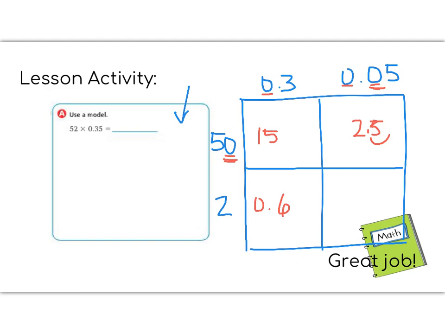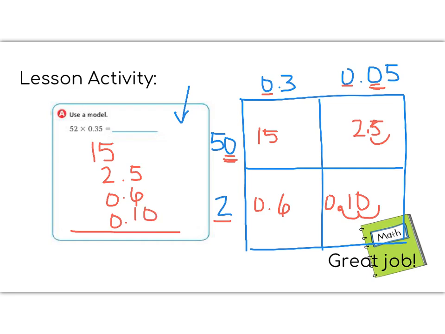And in my last quadrant, I have 2 times 5 is 10. And this time I have no zeros on the 2 to keep, so I need to take away 2 place values. So 1, 2 means this number is 0.10. So now I need to add together 15 plus 2.5 plus 0.6 plus 0.10. You do the adding and be prepared to share your answer when we meet at the teacher table. Great job!